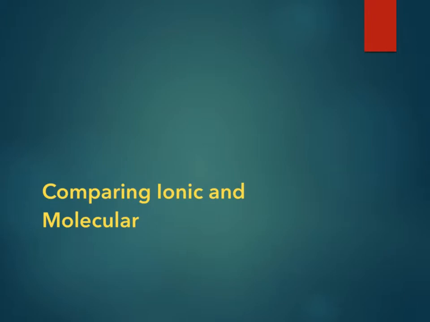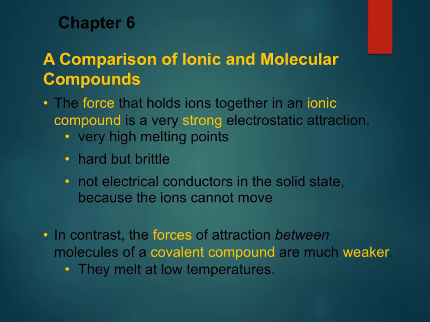Hi, in this screencast we are going to look at the differences between ionic and molecular bonds, and I'm going to give you some ways to look at a pair of elements and decide if they are going to become an ionic bond or a covalent bond. Briefly, let's run through a couple of the characteristics that are specific to ionic or covalent.